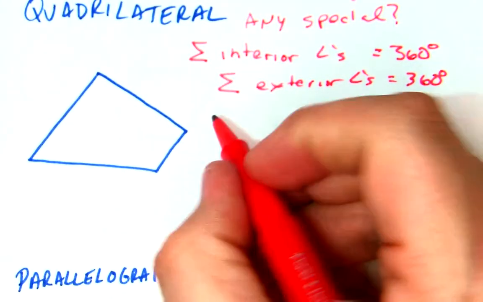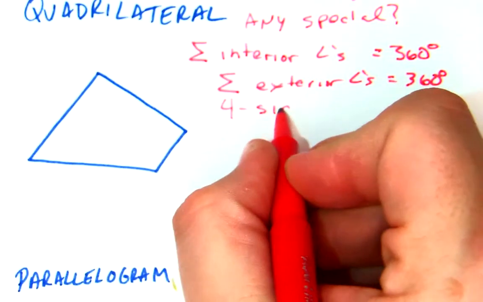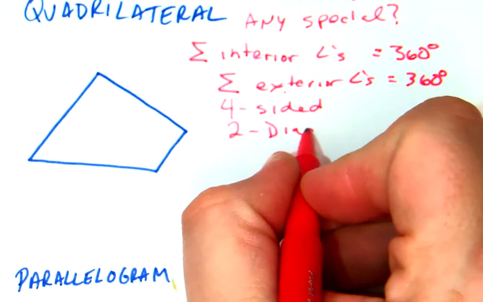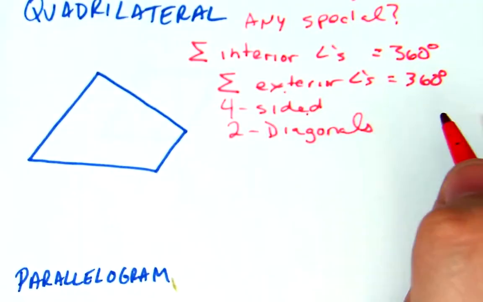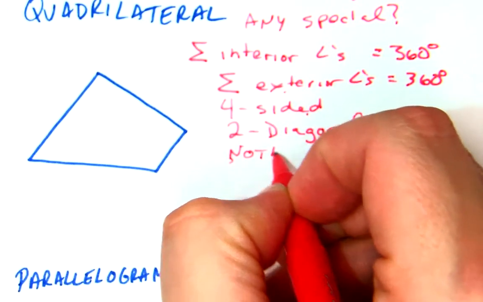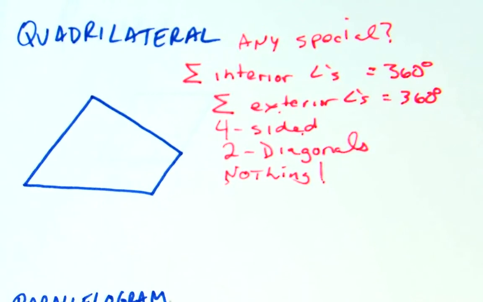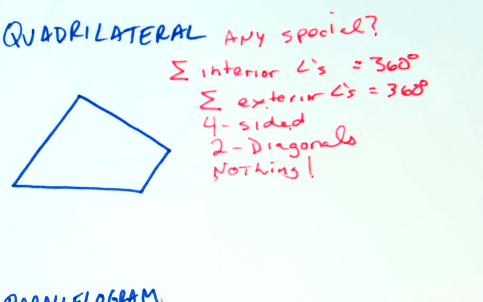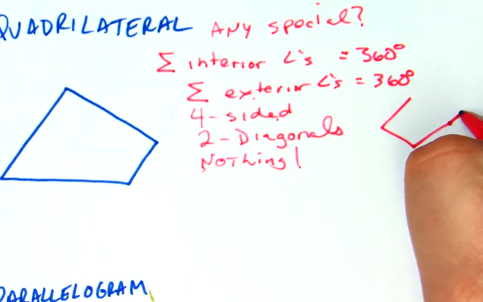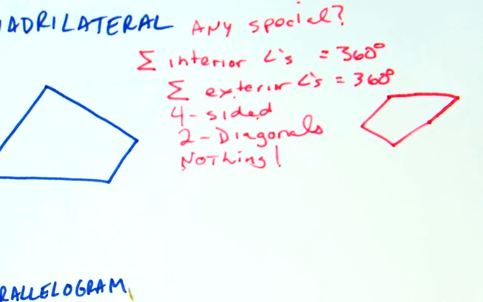Anything else? All right, it's four-sided. How many diagonals does it have? 2 diagonals. Yep, all the sides are straight lines. But other than that, nothing. Nothing special about a quadrilateral. This is the general shape. This is just if you went bam, bam, bam, like that. There's nothing special going on there.